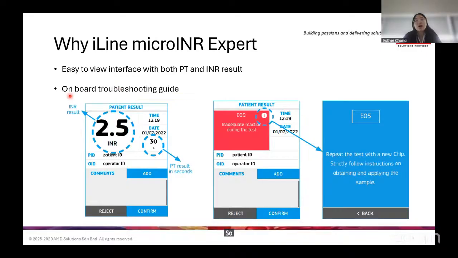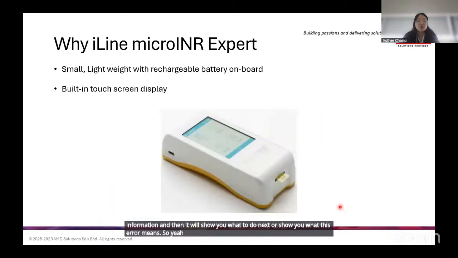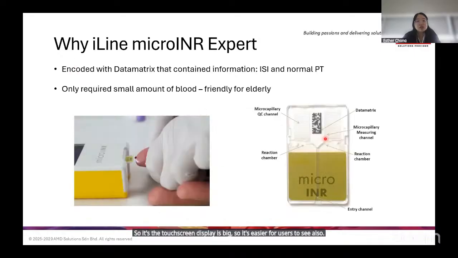There is also an onboard troubleshooting guide where you click this information, and it will show you what to do next or what this error means. It is lightweight, has a rechargeable battery on board, and has a built-in touchscreen display. The touchscreen display is big, so it's easier for the user to see. The chip is also encoded with a data matrix containing the ISI and PT for the calculation of the INR, and it requires a small amount of blood, only 3 microliters, which is friendly for the elderly.